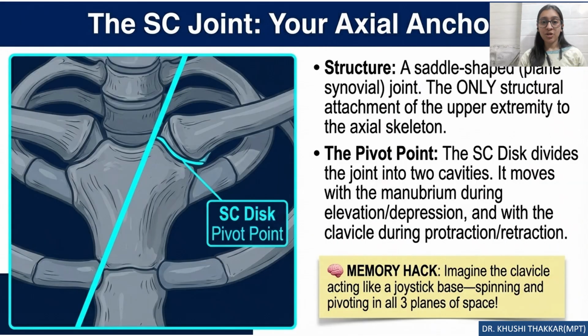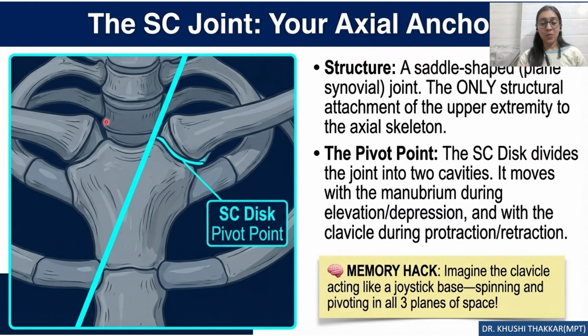To the sternoclavicular joint, why is it called the axial anchor? Because of the structure. The sternoclavicular joint is formed by the medial end of the clavicle and the manubrium sterni. The surface of the clavicle is not plane, it has curvatures, because of which it is called the saddle shaped plane synovial joint, the only structural attachment of the entire appendicular skeleton with the axial skeleton.